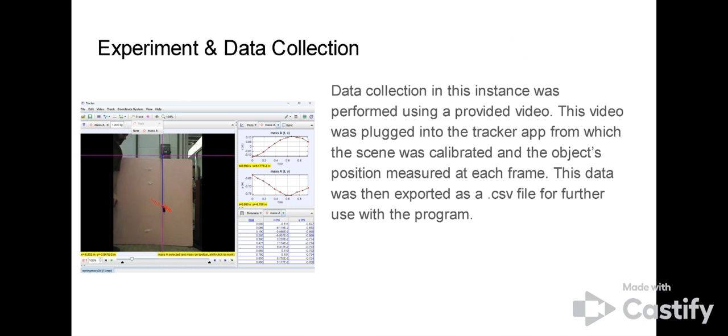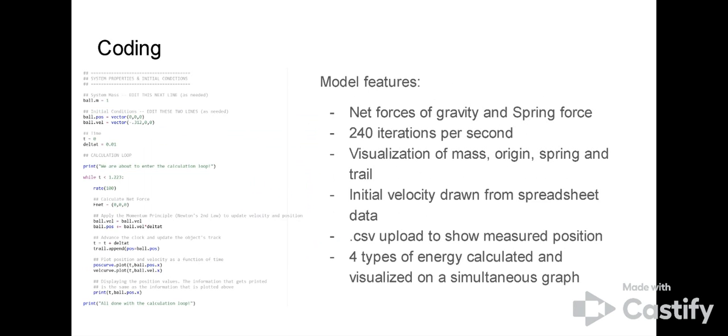In order to do this, we first used a video that was provided, and then we plugged that video into the Tracker application. From there, we went frame by frame and tracked each position of the mass at a certain point. This was then exported as a CSV file to be used with the code.